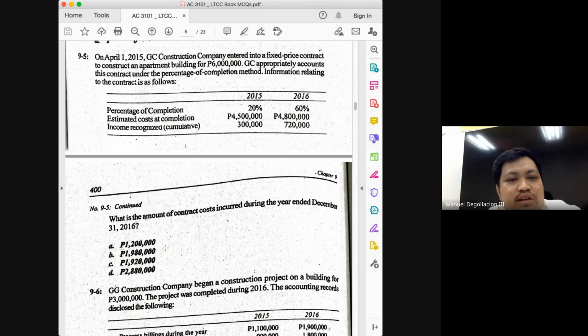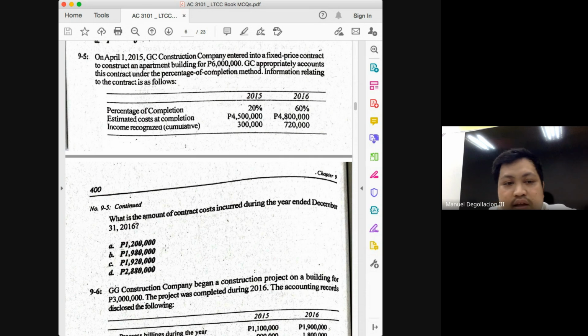Solve for the cost incurred to date in 2016. Did you get that by multiplying 60% by 4,800,000? How much? 2 million. And what do we call that amount? It's the cost incurred to date. What does that represent? It represents the cost incurred in 2015 and the cost incurred in 2016. And that is why the answer in this problem is not letter D.